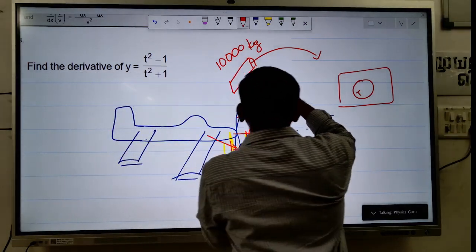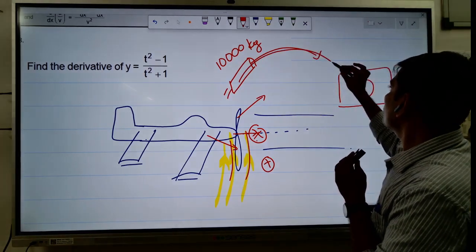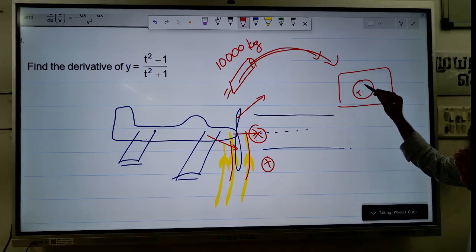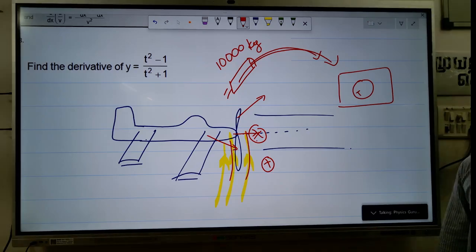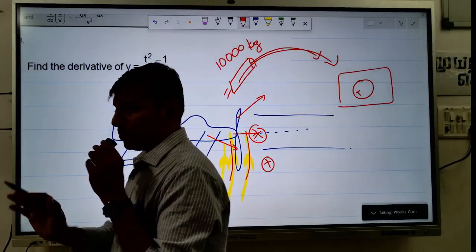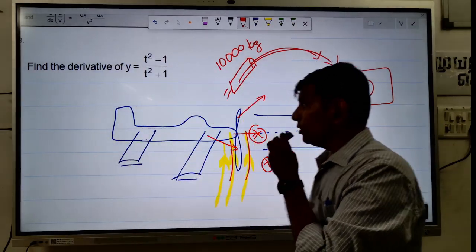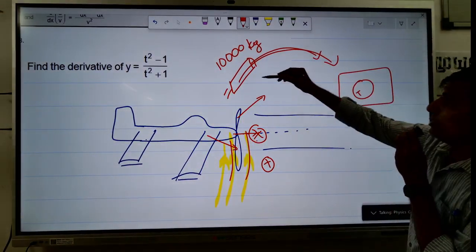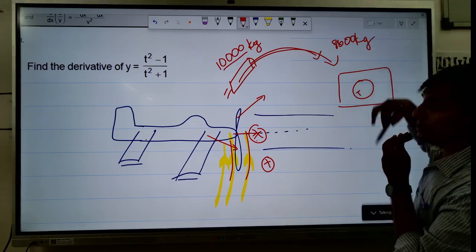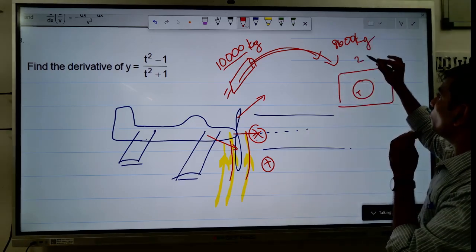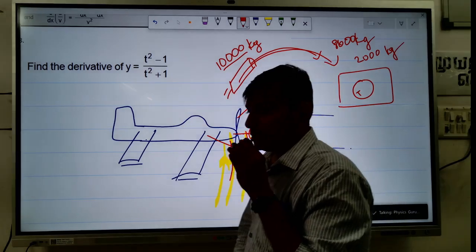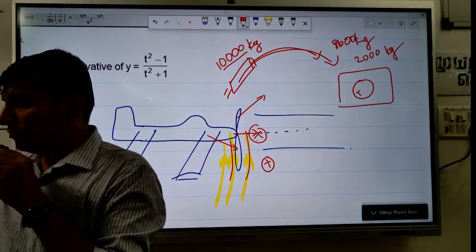As the missile flies, it loses weight. Finally, when it reaches the target, what will be left in it? Am I right? Only the explosive will be left in it. So somewhere around 8,000 kg of fuel would be burned. So the remaining 2,000 kilogram of explosive will come and fall.